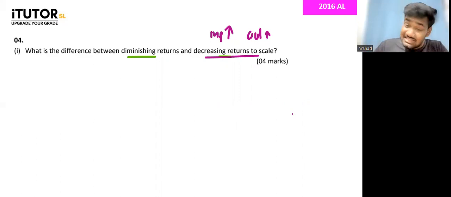And what are the reasons? Remember, the reasons are problems associated with coordinating, stress, depreciation of factors, right? All of those are reasons that you can give. So 2 marks about diminishing returns, 2 marks about decreasing returns to scale. Is that okay? Can you all handle?